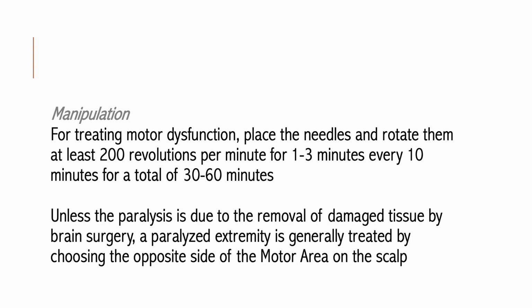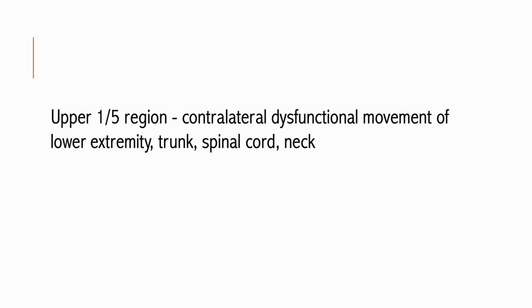Unless the paralysis is due to the removal of damaged tissue by brain surgery, a paralyzed extremity is generally treated by choosing the opposite side of the motor area on the scalp. The upper 1/5 region is used to treat contralateral dysfunctional movement of the lower extremity, trunk, spinal cord, and neck.